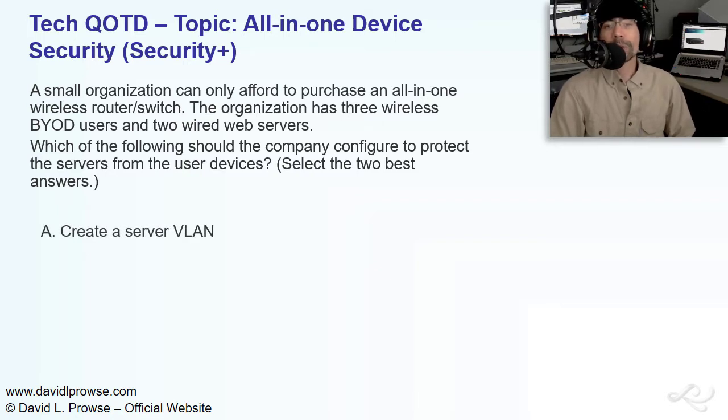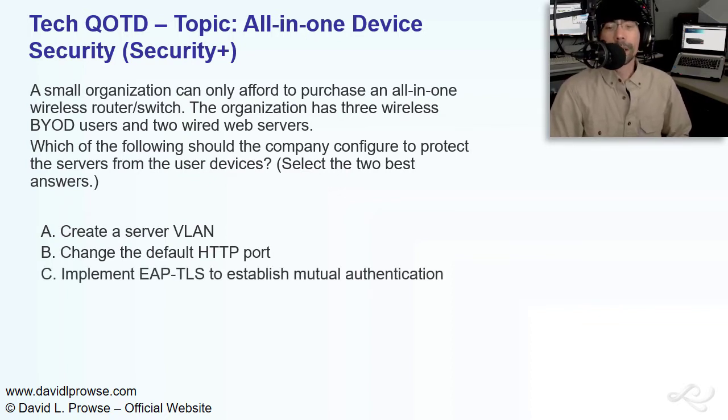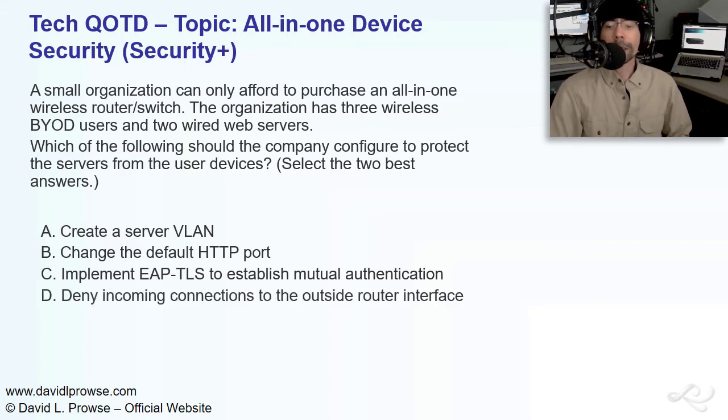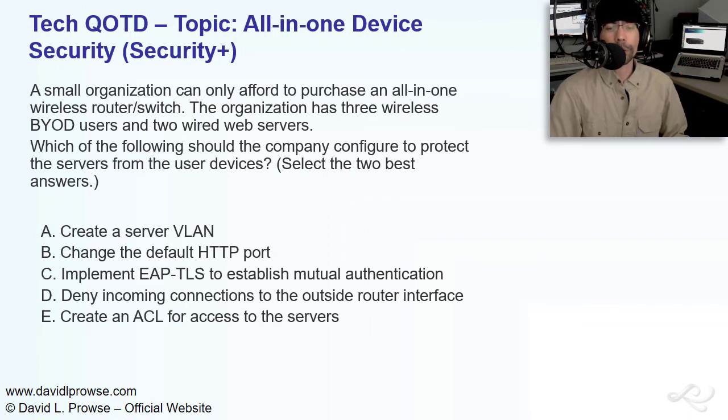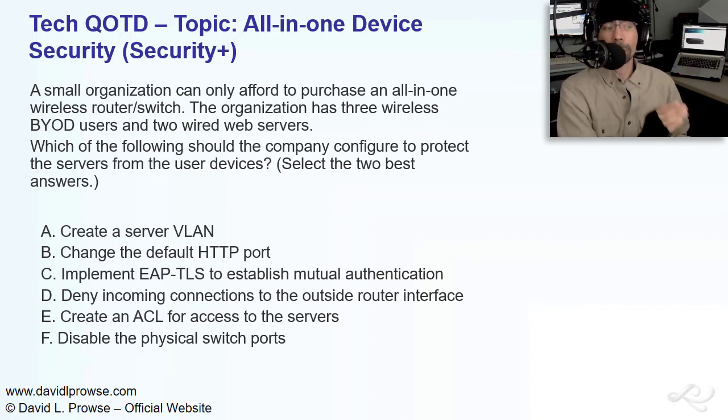A. Create a server VLAN. B. Change the default HTTP port. C. Implement EAP-TLS to establish mutual authentication. D. Deny incoming connections to the outside router interface. E. Create an ACL for access to the servers. And F. Disable the physical switch ports. And you want to select the 2 best answers from this list. I'll give you a moment to look it over and pause the video, and I'll be back with the answer in just a bit.